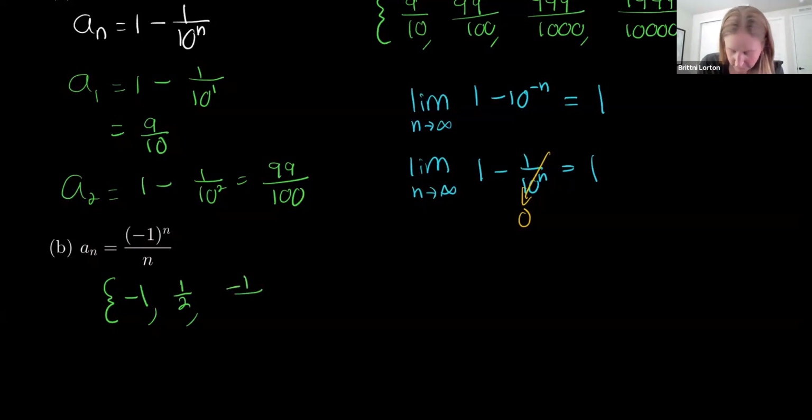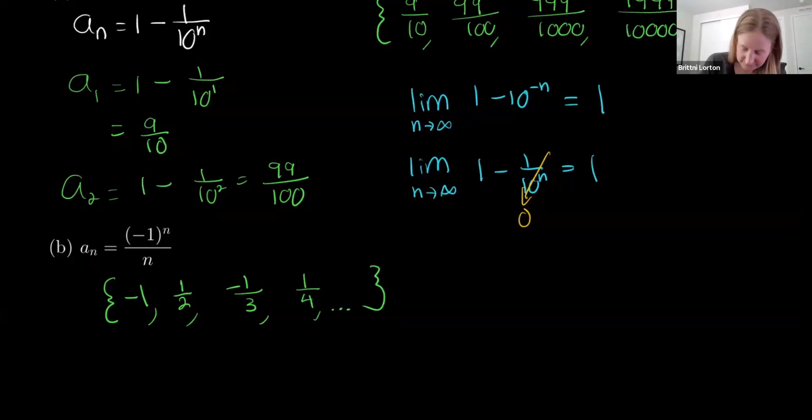-1 cubed over 3. And then now I plug in 4. -1 to the 4th over 4. This should look familiar. This is still an alternating sequence. I just happen to have the negatives in the opposite spot as what I did 2 examples ago, but it's still that same recurring alternating sequence.